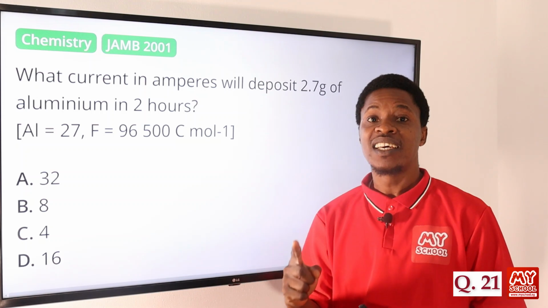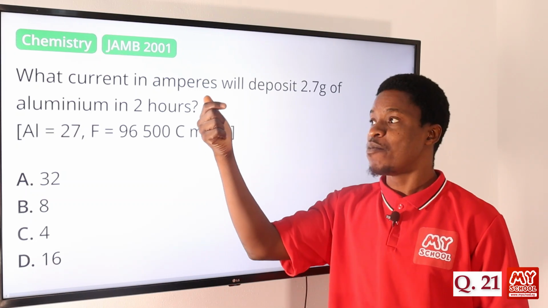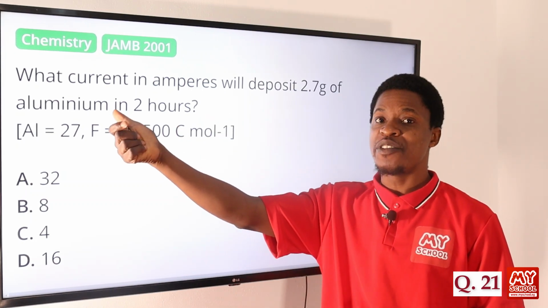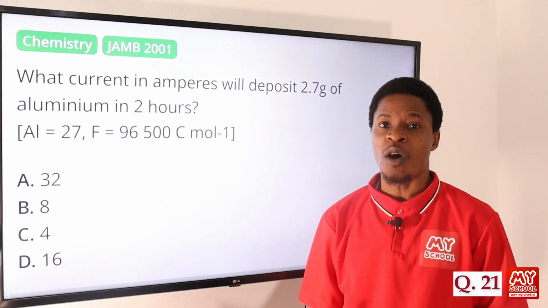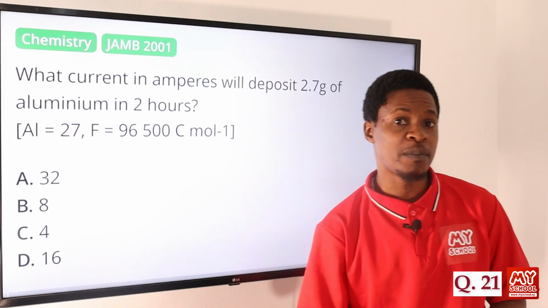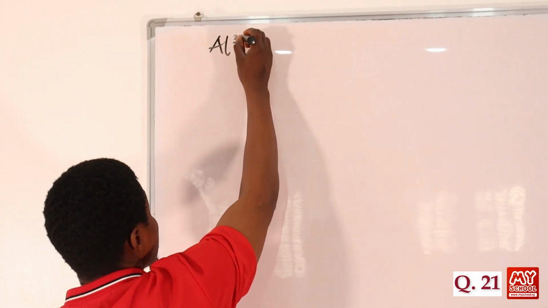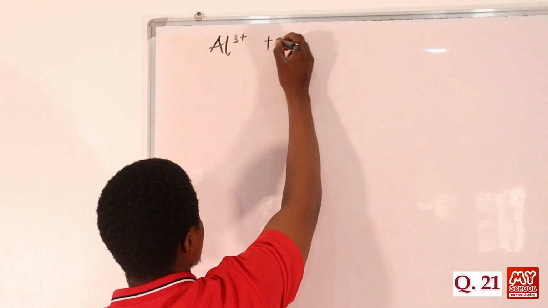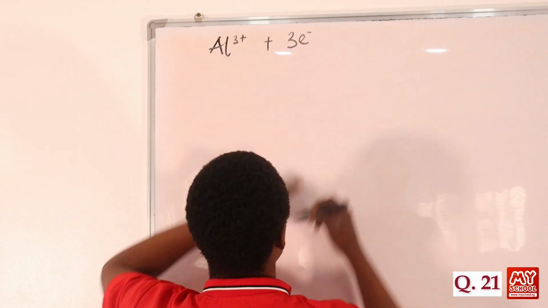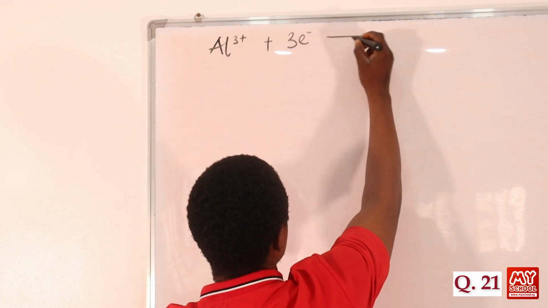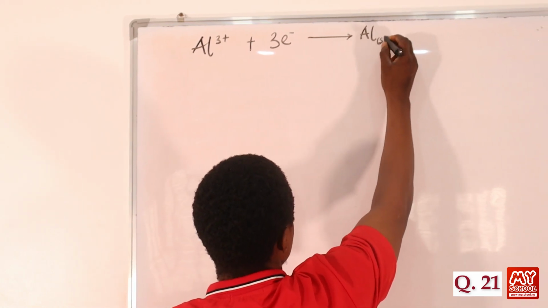But before we do that, we need to write out the chemical reaction of what is happening here first. Aluminium is involved. Don't forget that aluminium has to lose 3 electrons. Okay, aluminium ion will lose 3 electrons to become what? Aluminium metal. Let's move to the board so you can see what happens there. So we have aluminium here. The aluminium ion gains 3 electrons to become aluminium metal. Okay, that's a solid there.